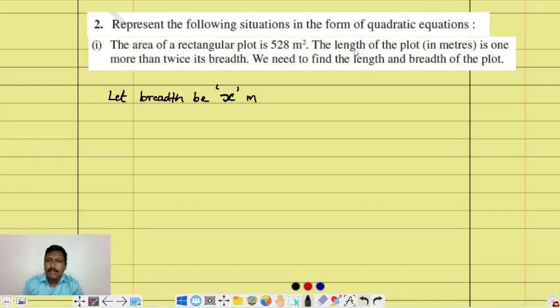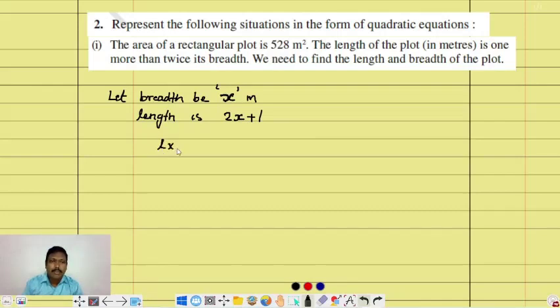Then what will be the length? Length is 1 more than twice its breadth. So breadth is x, then what will be its twice? 2x. 2 times will be 2x and 1 more than that one. So you can write length is, what? 1 more than twice the breadth. So 2x plus 1. So length and breadth we got. Breadth be x and length is 2x plus 1. Now the area of the rectangular plot is given, that is L into B.